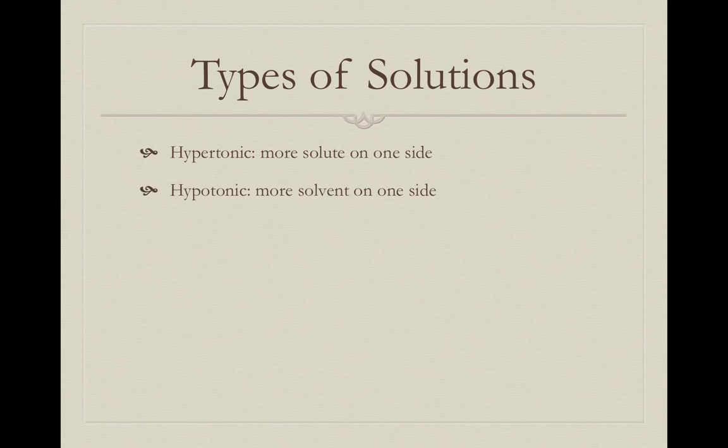And finally, we're going to talk about different types of solutions, and not math solutions, but solutions of solvents and solutes. So there's a hypertonic solution, where there's more solute on one side than the other. There's a hypotonic solution, where there's more solvent on one side than the other. And there's an isotonic solution, which is equilibrium. Same amount of solute, same amount of solvent. And a solute is actually the particle being dissolved into the solvent. For example, a solute is sugar, whereas a solvent is water.